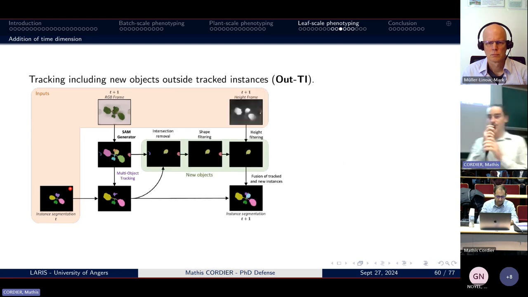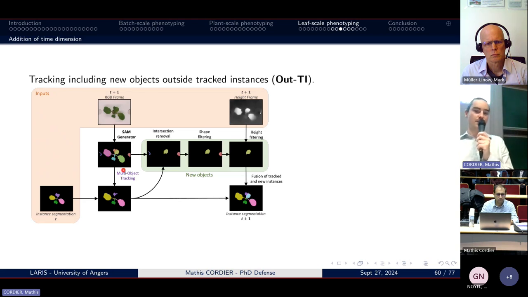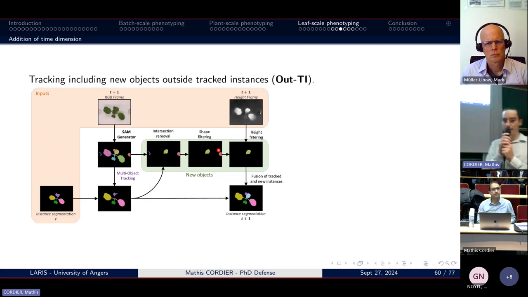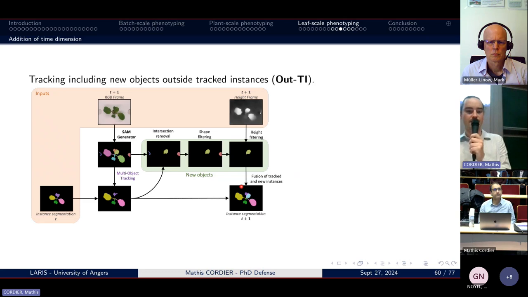So we proposed two extensions of this method. The first one is to be able to detect new objects outside the tracked instances. Here we assume that when we produce the instances with the Segment Anything model, we will first have the matching with the instances already tracked, but we can use the instances that were not matched with the previous frame and apply shape and height filtering to detect what is suitable to correspond to a leaf and add it to the tracking over time.